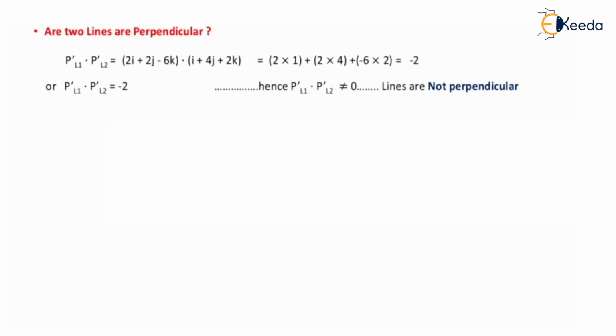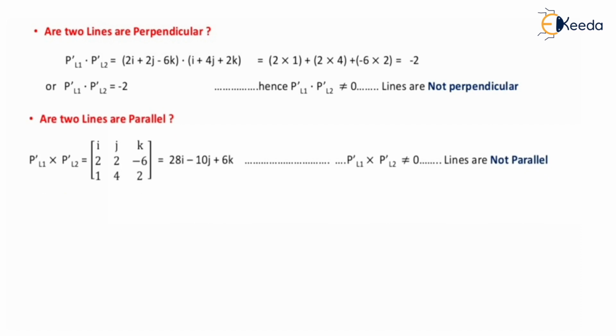Are these two lines perpendicular? That means we have to check the dot product of pl1 dash and pl2 dash, that is the tangent vectors. So pl1 dash dot pl2 dash is equal to 2i plus 2j minus 6k multiplied by i plus 4j plus 2k, is equal to 2 into 1 plus 2 into 4 plus minus 6 into 2, is equal to minus 2. Hence, pl1 dash dot pl2 dash is not equal to 0, so the lines are not perpendicular.